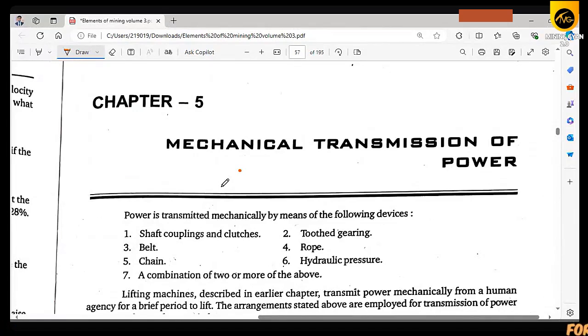So I am taking the reference of DGMS volume 3, and after that I have made a presentation. I will show you those particular things also.